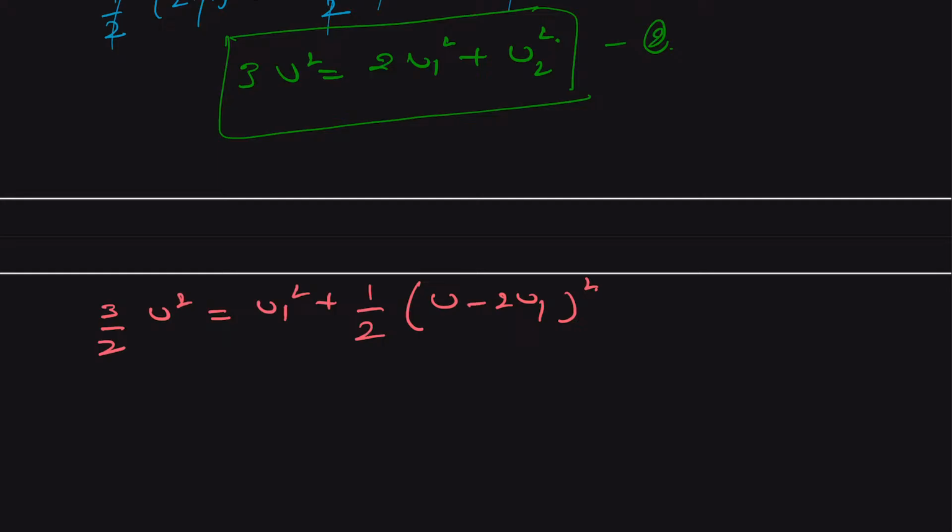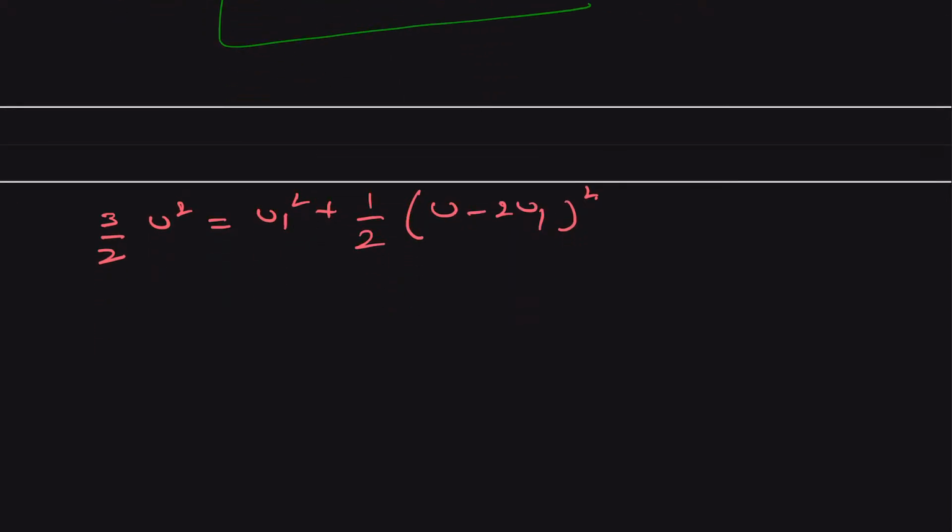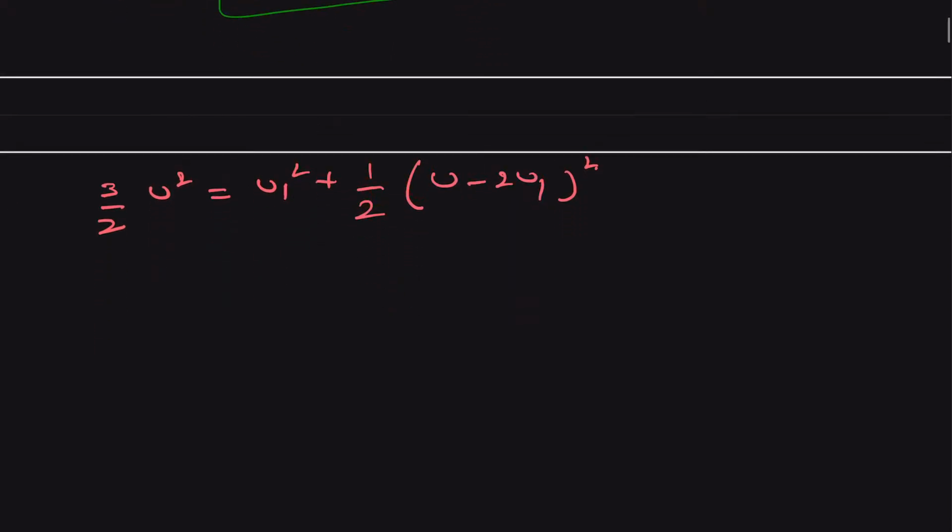And now it is simple mathematics to solve it. So we get v1 square plus half v square plus 4 v1 square minus 4 v1.